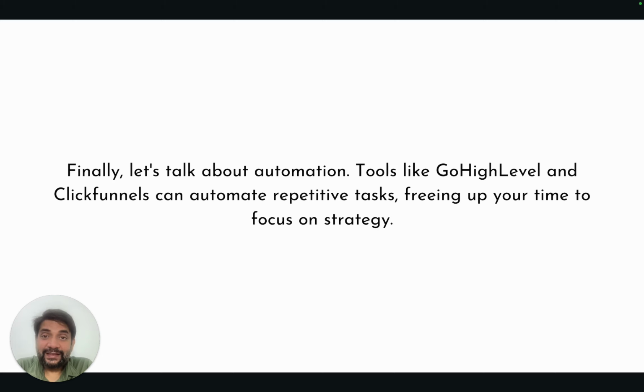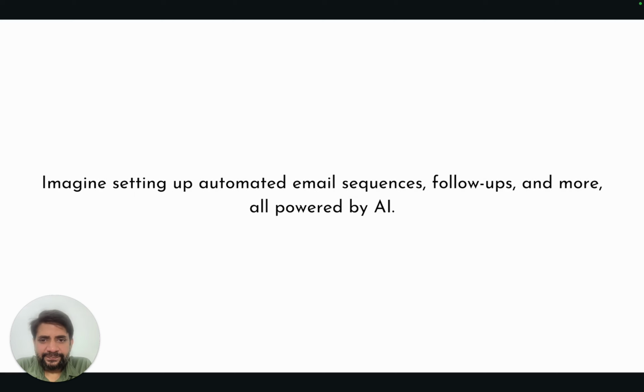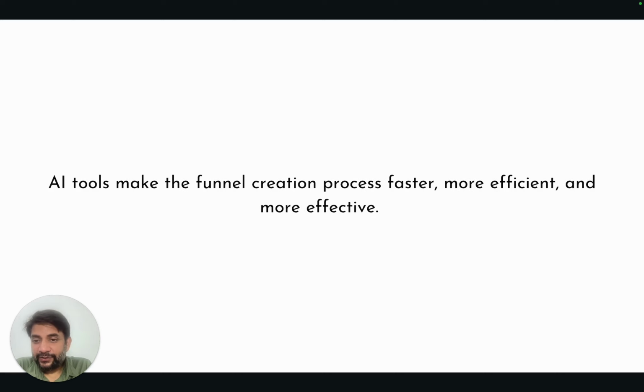Finally, let's talk about automation. Tools like GoHighLevel and ClickFunnels can automate repetitive tasks, freeing up your time to focus on strategy. Imagine setting up automated email sequences, follow-ups, and more, all powered by AI, and you can do it all on tools like GoHighLevel. AI tools make the funnel creation process faster, more efficient, and much more effective.